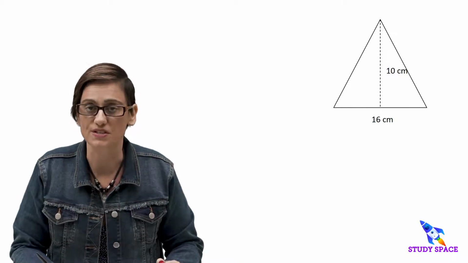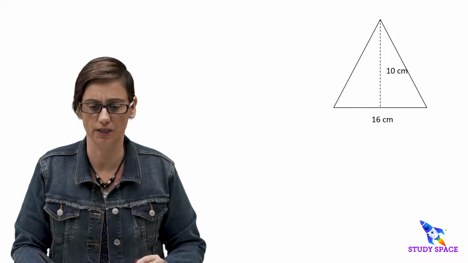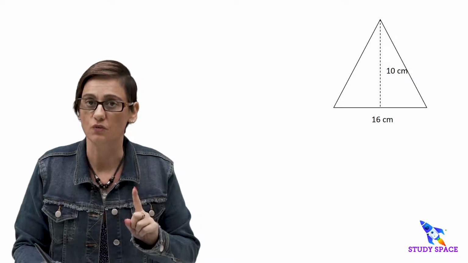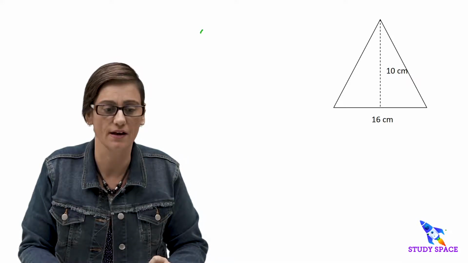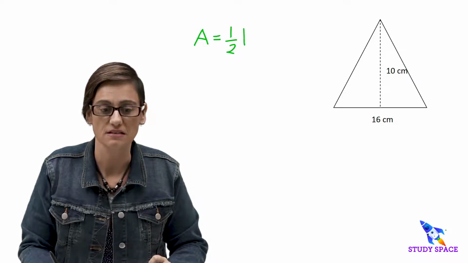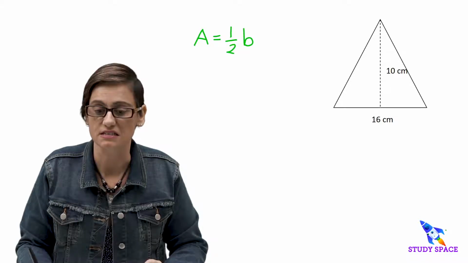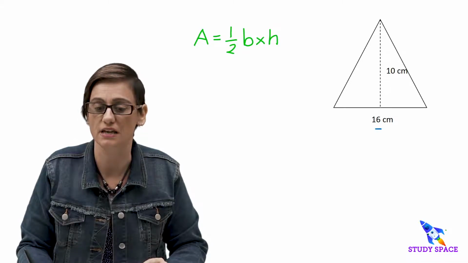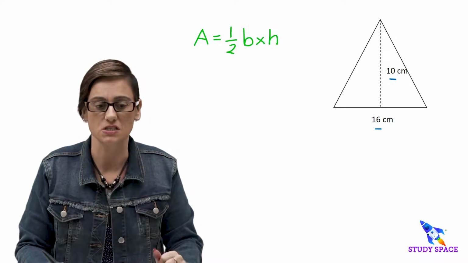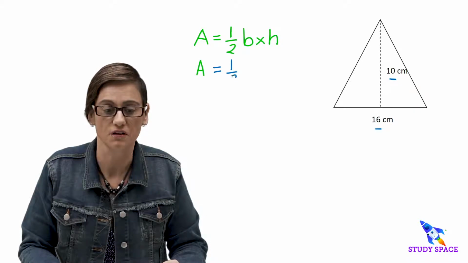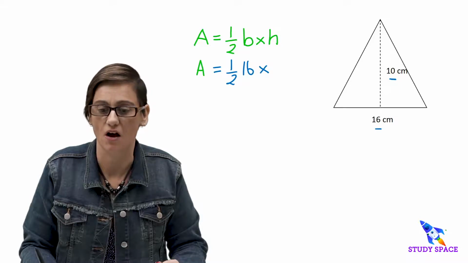So let's have a look at our first example, boys and girls. So in this example, we have a triangle with a height of 10 and the base of 16. So let's write our formula first. So area, which is represented with an A, equals half base, which in this case will be the 16, times the height. The height in this case will be the 10. So let's plug our numbers into our formula. So we've got area equals half the base, which is 16, times our height, which is 10.